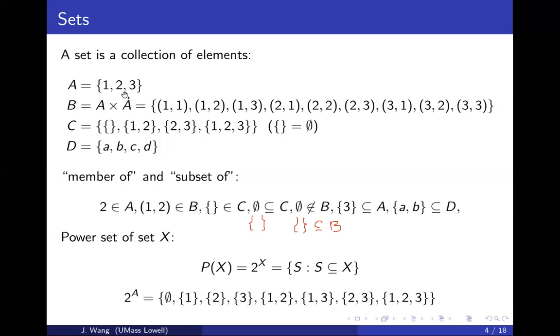For A here, of course, the set of 3 is a subset of A. And for D, {A, B}, which is a set, is a subset of D. Okay, so this is easy to see.